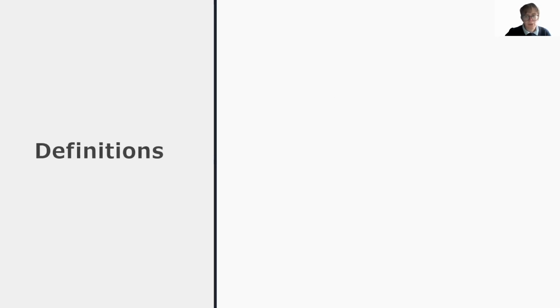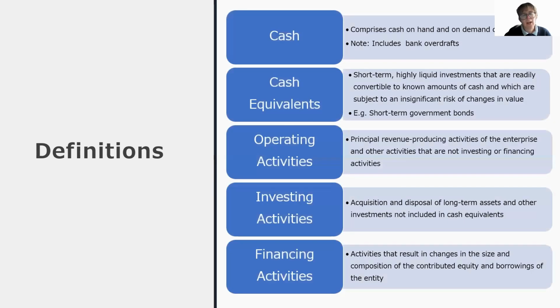So a few definitions then. Firstly, we have cash. This comprises cash on hand and on-demand deposits. This does include bank overdrafts. We then have cash equivalents. These are short-term, highly liquid investments, which are readily convertible to known amounts of cash, and they are subject to an insignificant risk of change in value. A good example of this would be a short-term government bond.